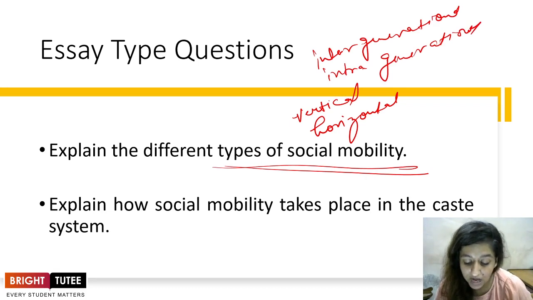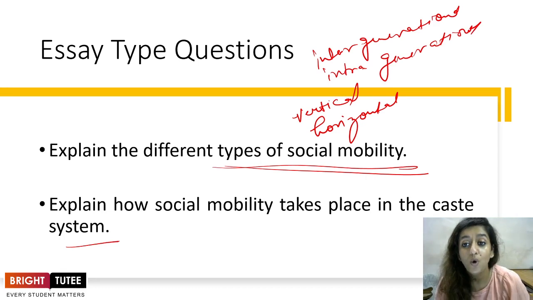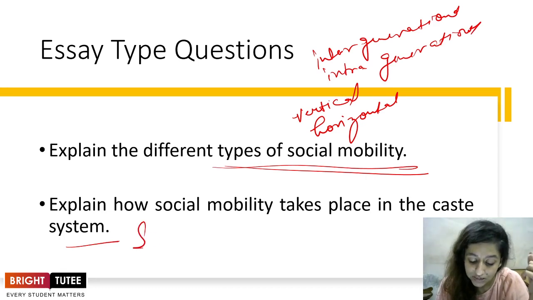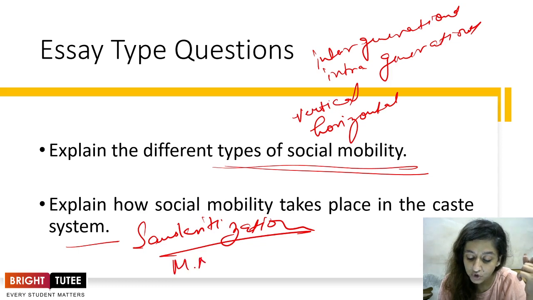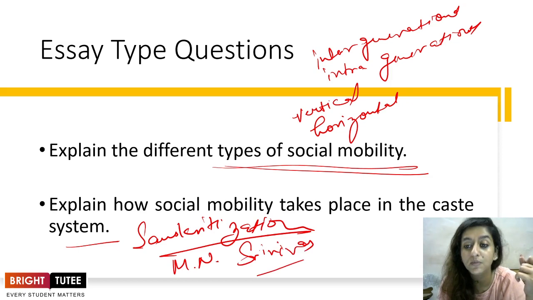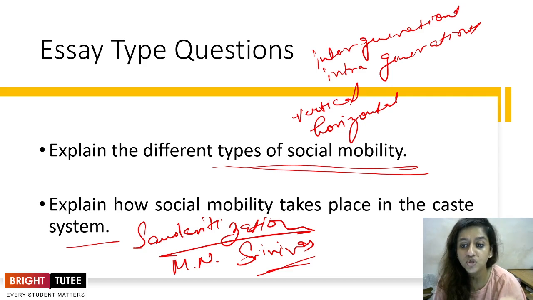Moving ahead, explain how social mobility takes place in the caste system. The whole concept of how Sanskritization takes place, that has been explained in the previous slides, as the term given by M.N. Srinivas. So basically in this question you have to explain the term and the concept of Sanskritization.